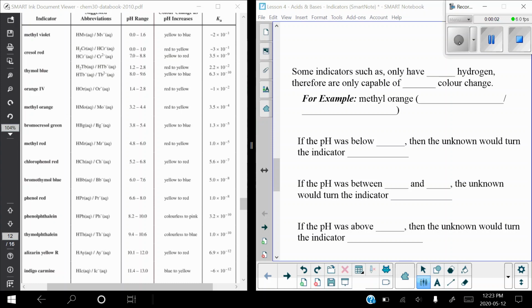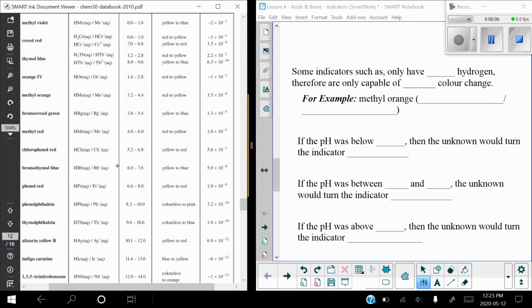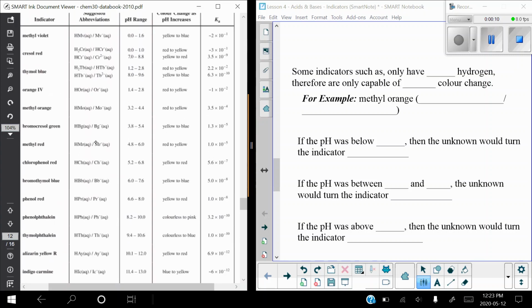Okay, so we're going to be talking about indicators now. In your data booklet on page 10, you will see all of the listed indicators, okay? You're going to notice that there's a couple of columns here. We're going to be using the first three columns. The indicator, I'm just going to talk briefly about the abbreviations, but we will be using the indicator column and the pH column most likely.